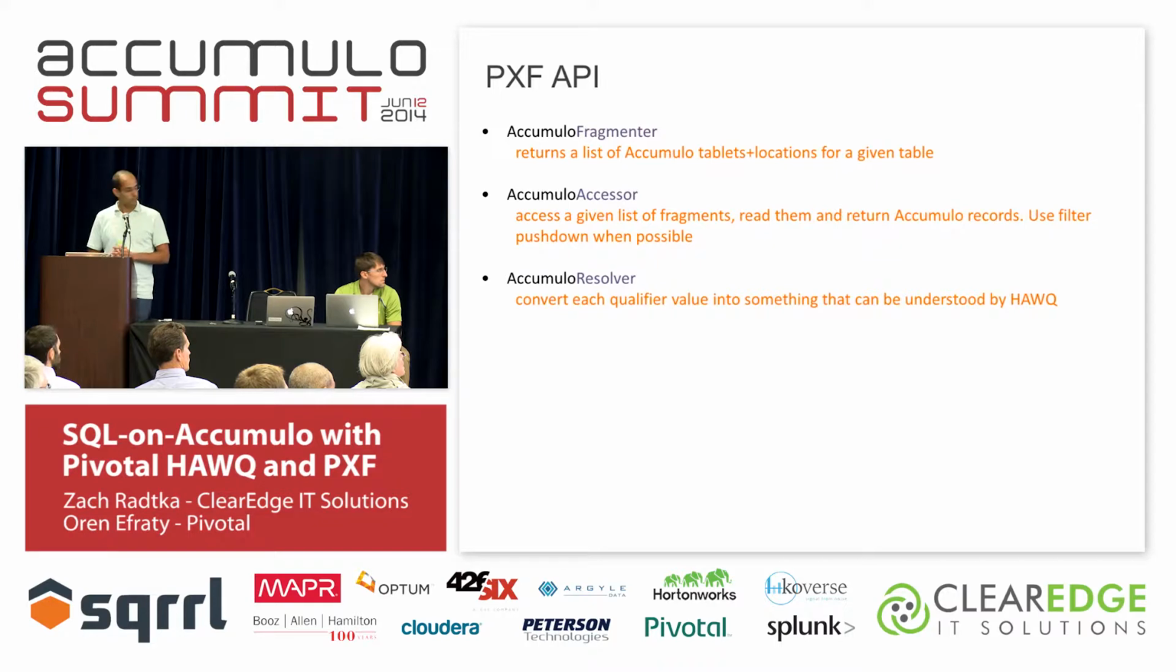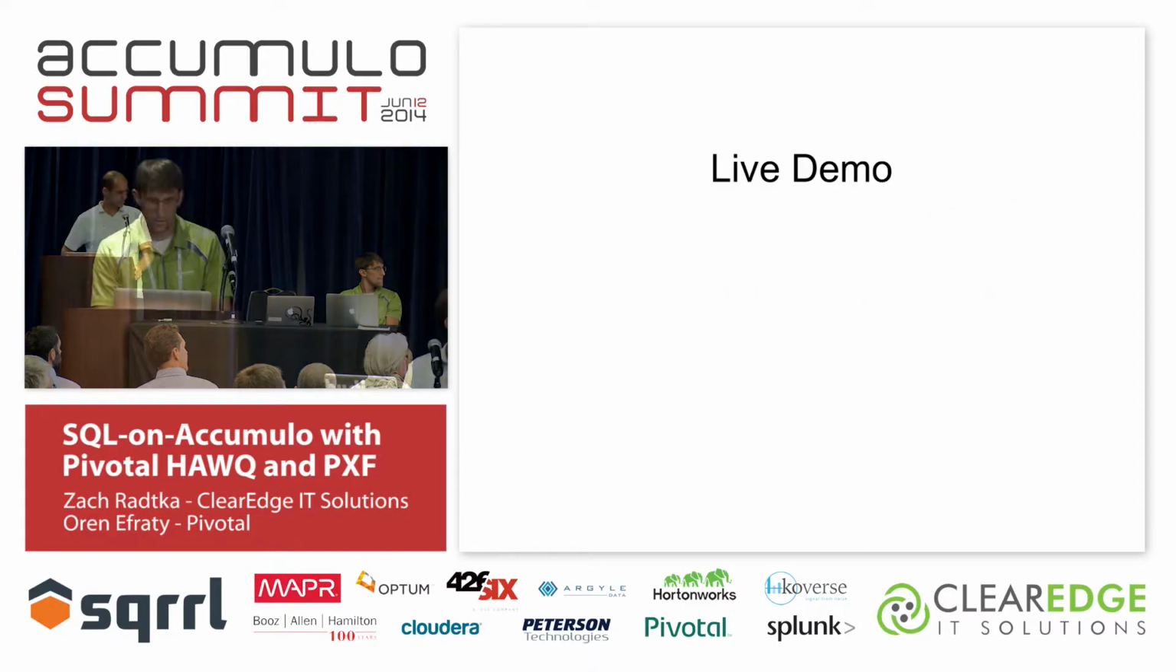Okay, let's now look at the specific PXF API implementation for Accumulo. So we have the Accumulo fragmenter. The fragmenter will return Accumulo tablets and location. The Accumulo accessor will then access this list of fragments, read them, and return the Accumulo records. And last, the resolver will convert each qualifier to be consumed by HAWQ.